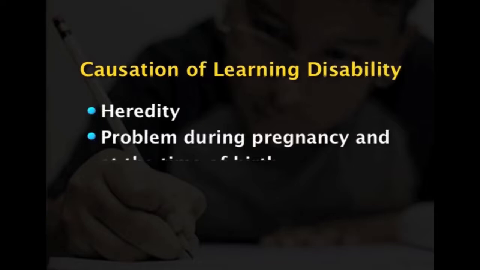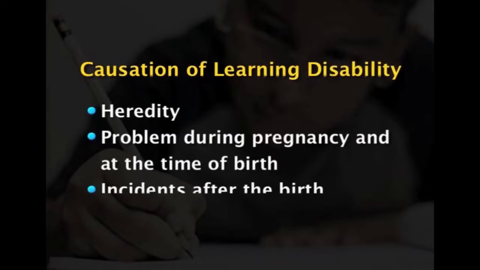After classifying the learning disabilities, let's now move on to the causes of learning disability. What can be the causes of learning disability? There are three general categories of causation of learning disability. They are heredity, problems during pregnancy and at the time of birth, and incidents after the birth.